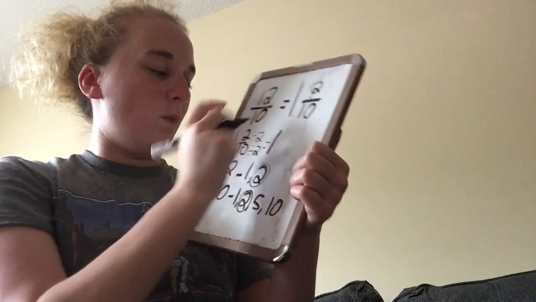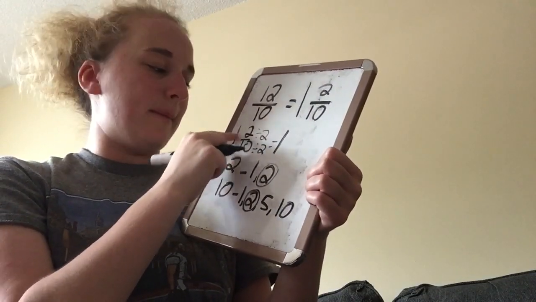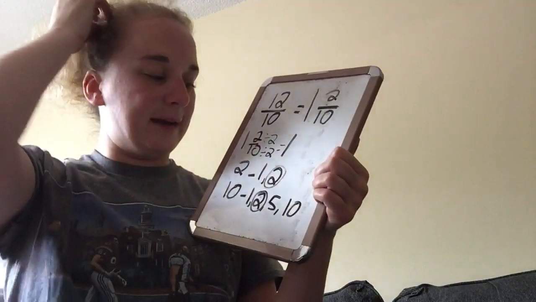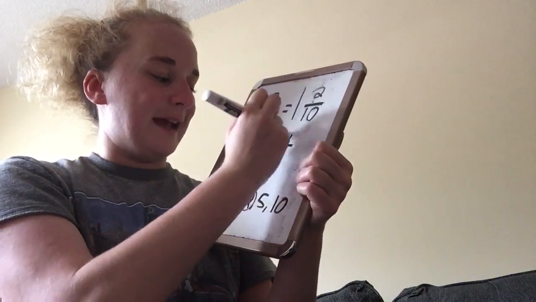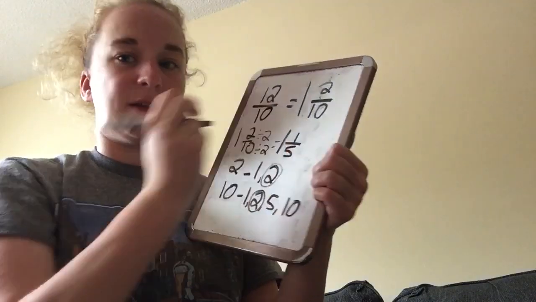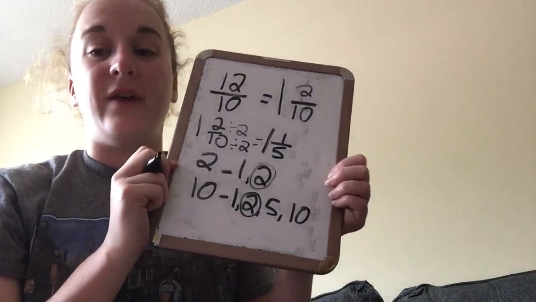So we'll have 1 as our whole number. Remember, you're not dividing the whole number, you're only dividing the fraction. 2 divided by 2 is 1. 10 divided by 2 is 5, so that gets us 1 and 1/5.